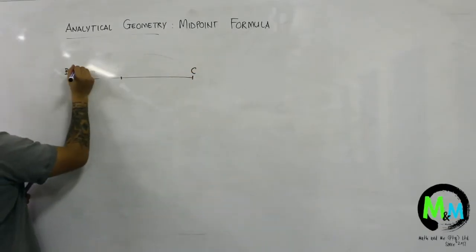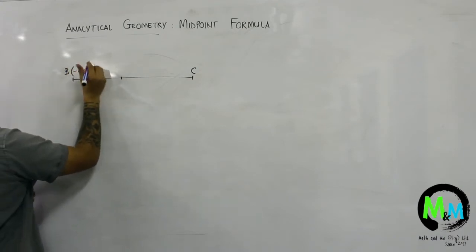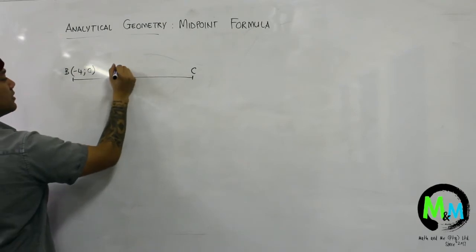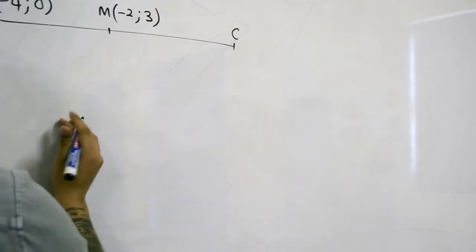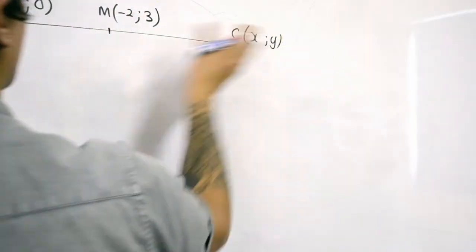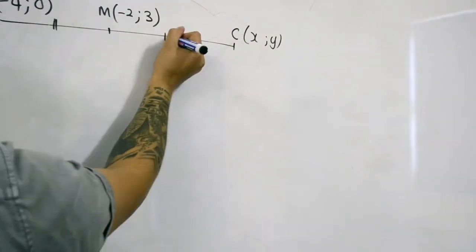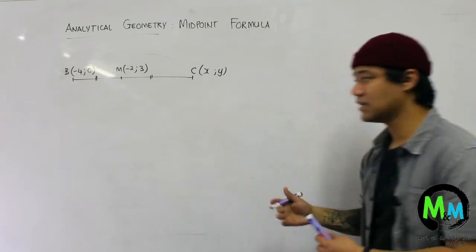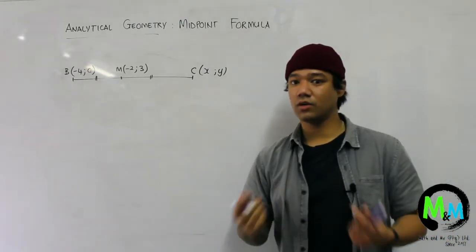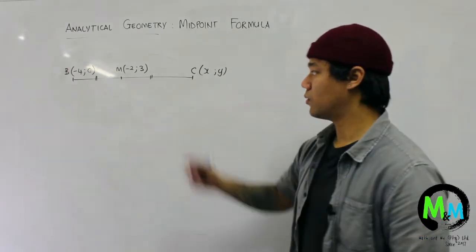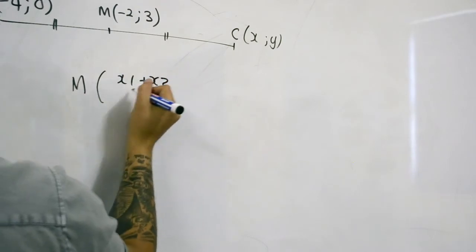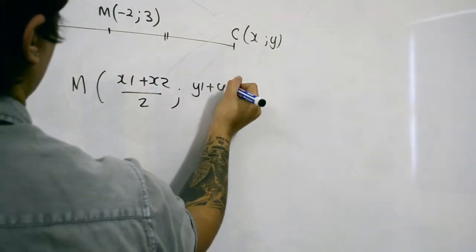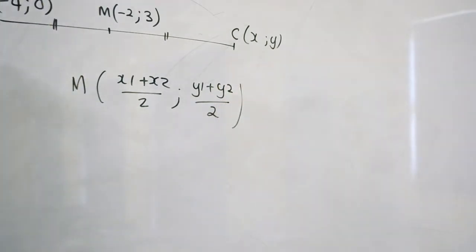They tell me B is -4 and, oh no, let's make it 0. That's interesting. My midpoint of that line is -2 and 3. And they say that C is x and y. But we're given the information that M is the midpoint of line BC. So knowing that M is the midpoint of line BC, we know that we can apply the midpoint formula. So we'll start like that. We'll say my midpoint is equal to x1 plus x2 all over 2, y1 plus y2 all over 2. The formula is very important. Plug them in. They're free marks, guys.